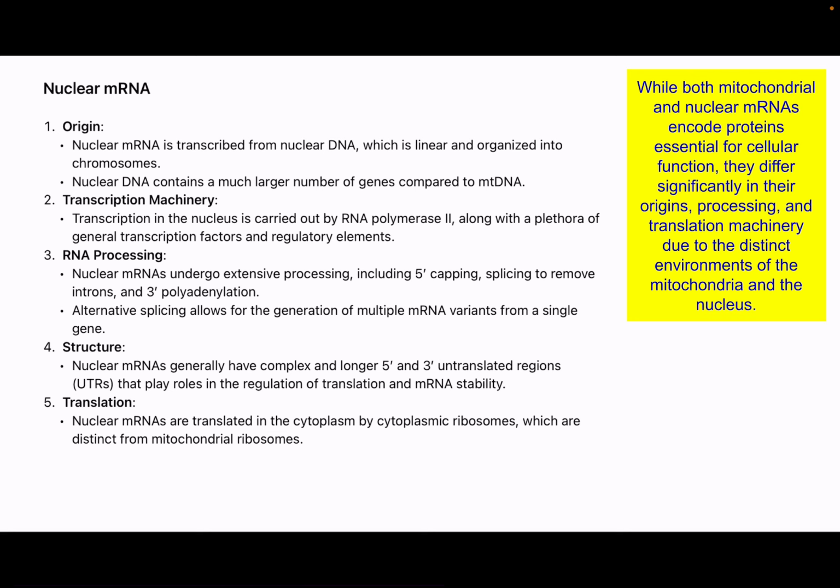In the structure, nuclear mRNAs generally have complex and longer 5' and 3' untranslated regions and play roles in the regulation of translation and mRNA stability. Nuclear mRNAs are translated in the cytoplasm by cytoplasmic ribosomes, which are distinct from mitochondrial ribosomes. Looking at the yellow box, while both mitochondrial and nuclear mRNAs encode proteins essential for cellular function, they differ significantly in their origins, in their processing and translation machinery due to the distinct environments of the mitochondria and the nucleus.